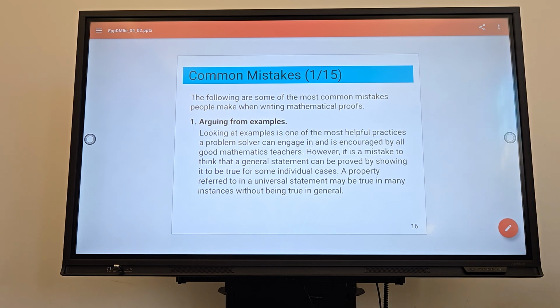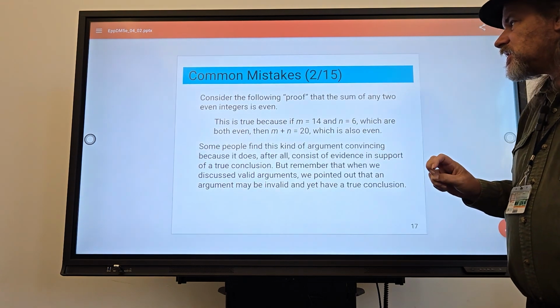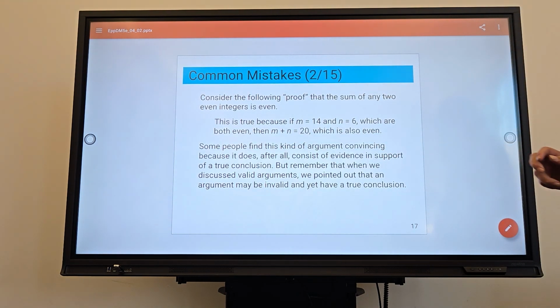Proving an existential statement can be done with an example, proving that an item exists, but for a universal statement, it's much harder. Like this example they give here: the sum of any two integers is even. This is true because if m equals 14 and n equals 6, which are both even, then m plus n equals 20, which is also even. Therefore, it must be true.